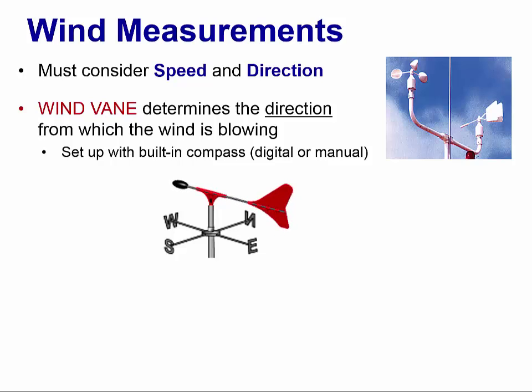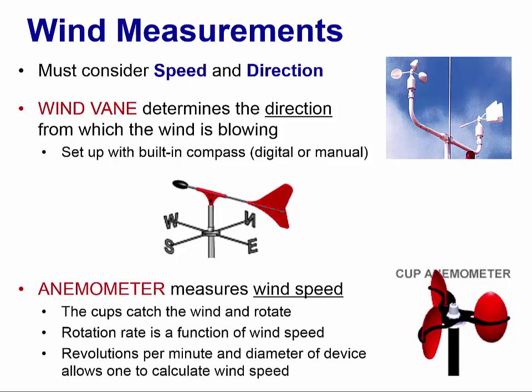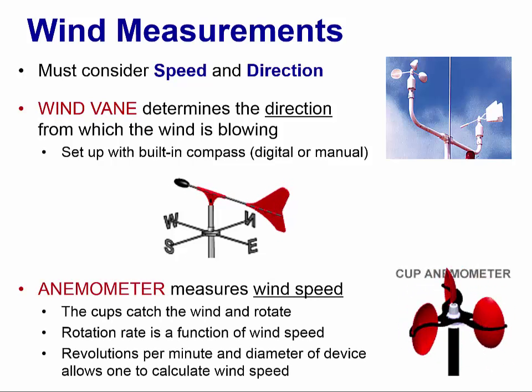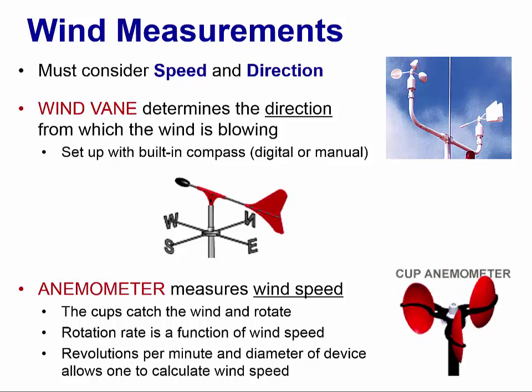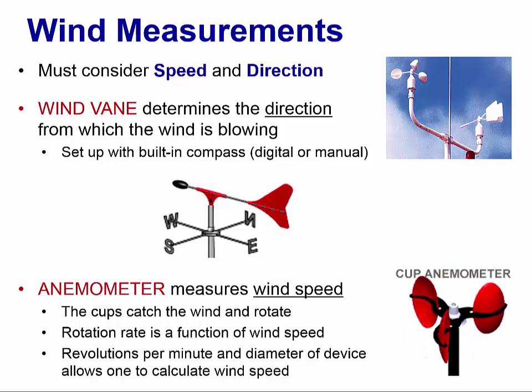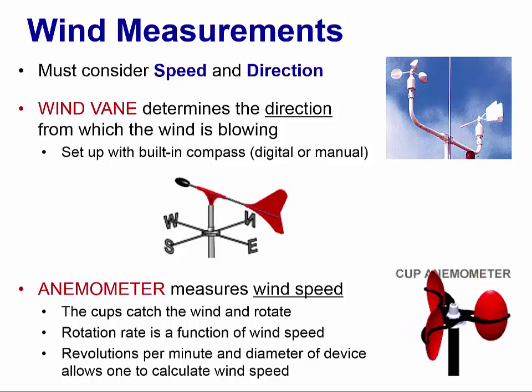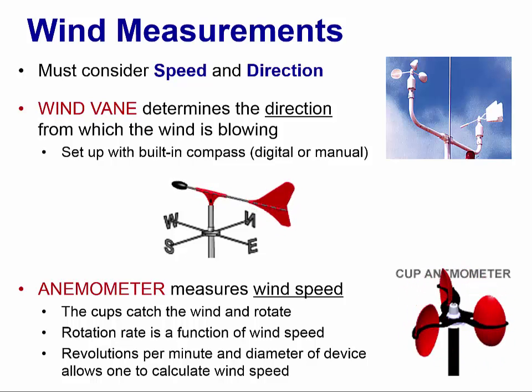The speed of the wind is measured with a device called an anemometer, the most basic of which is a cup anemometer. Composed of 3 to 4 cups about a rotating axis, the wind blows air into the concave portion of a cup, and that forces the device to spin. And the rotation rate of the device is a function of the wind speed. So if we know the overall diameter of the instrument and the revolutions per minute, the wind speed can be calculated using a relatively straightforward equation.